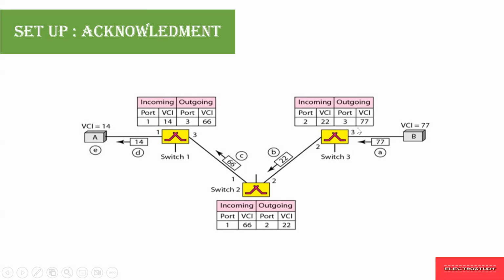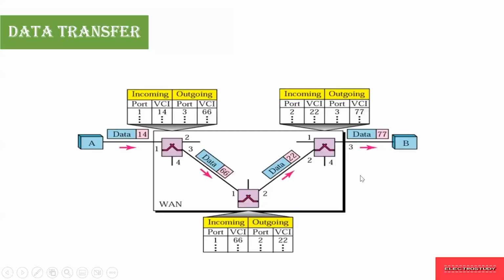So this will be the outgoing port, this will be the incoming port, and you will be filling in this outgoing port. This is 77, this is 22, this is 66. So your table is now completely filled. Got it? Now the data transfer phase, this will be your second phase.